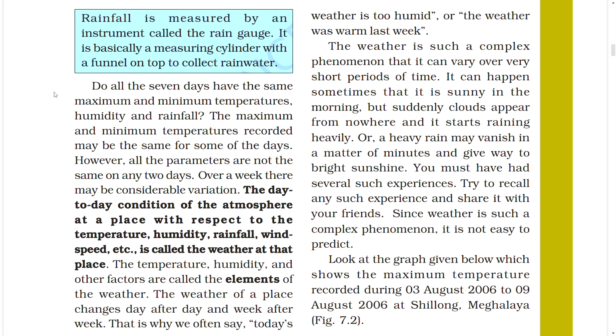Do all the 7 days have the same maximum and minimum temperatures, humidity, and rainfall? The maximum and minimum temperatures recorded may be the same for some of the days. However, all the parameters are not the same on any 2 days. Over a week, there may be considerable variation. The day-to-day condition of the atmosphere at a place with respect to the temperature, humidity, rainfall, wind speed, etc. is called the weather at that place. The temperature, humidity, and other factors are called the elements of the weather.